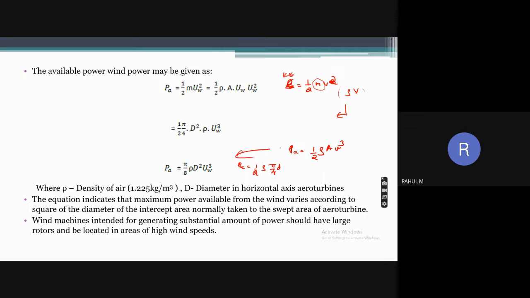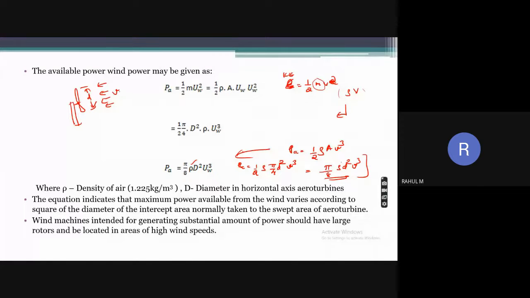If you solve this, you will get pi by 8 into rho d square v cube as the formula. So this is the final available power. Therefore, it depends upon the density of air and the diameter. If you consider this as the wind turbine, this is the diameter, small d. So it depends on this diameter and also the velocity with which the wind is getting incident on it.